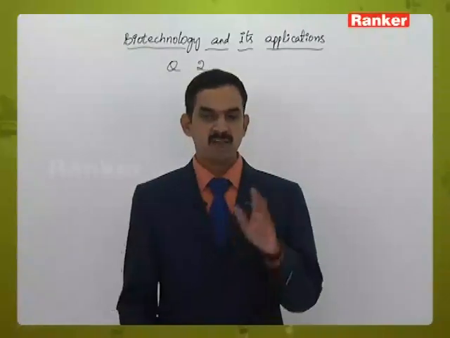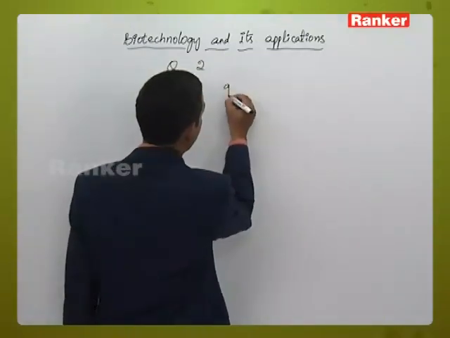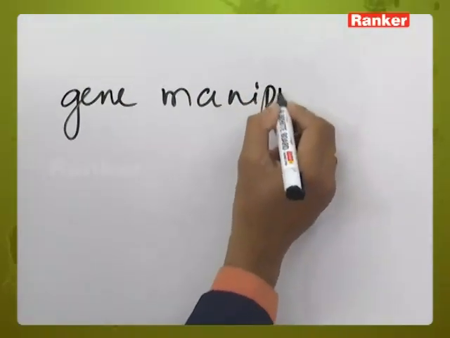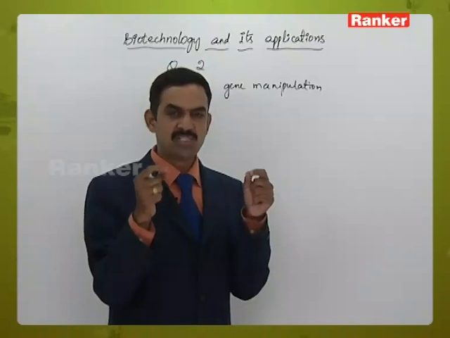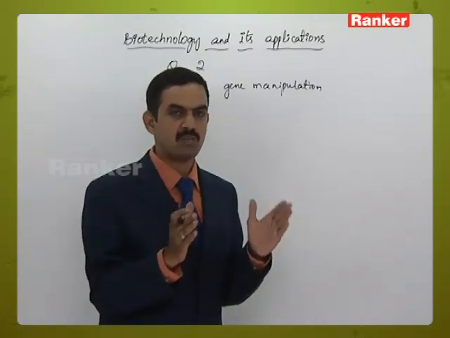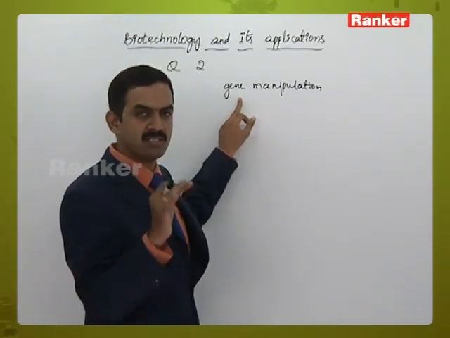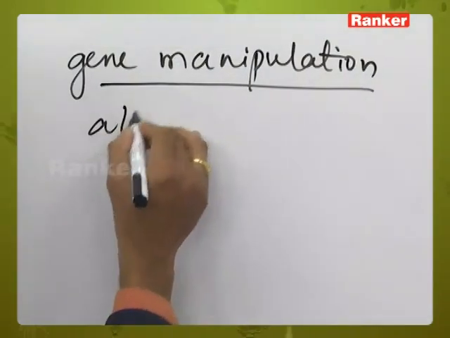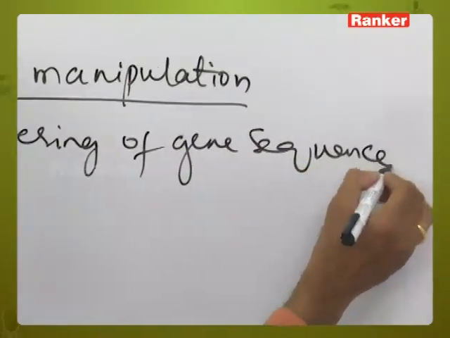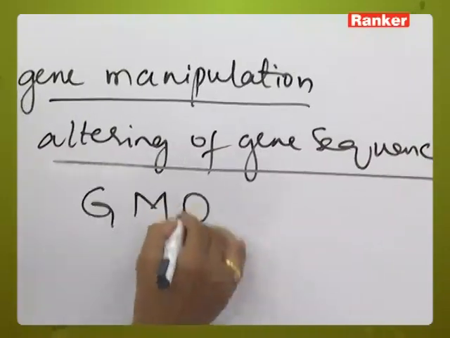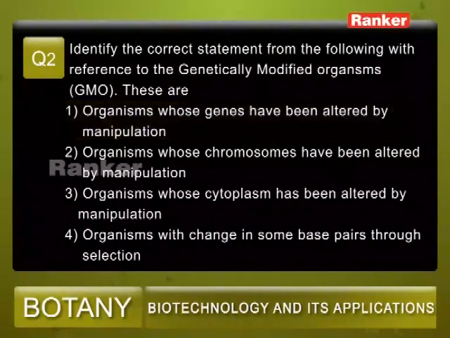Okay. Here in the first option, already we know that genetically modified organisms means where gene manipulation is done. Gene manipulation means where new genes are introduced into the organism so that the native sequence of genes, whatever the original sequence present in the organism, has been changed. So when the manipulation is done by altering the gene sequence, we get an organism called a genetically modified organism. So question number 2, the correct answer is 1.